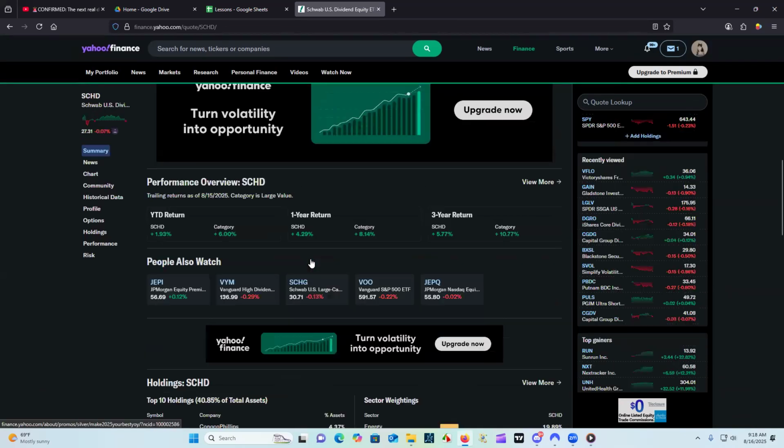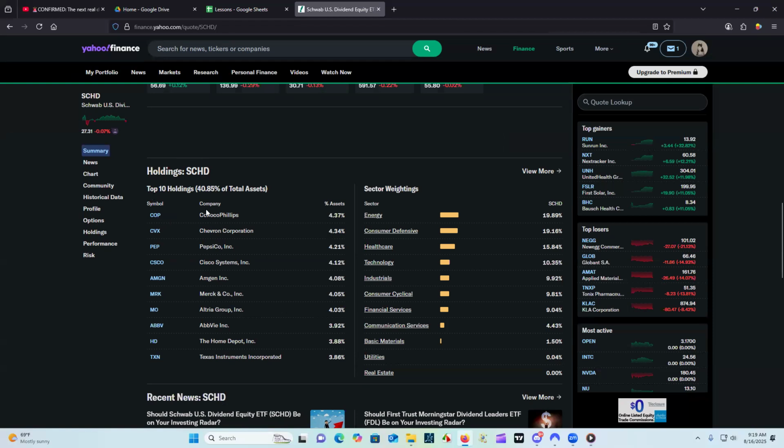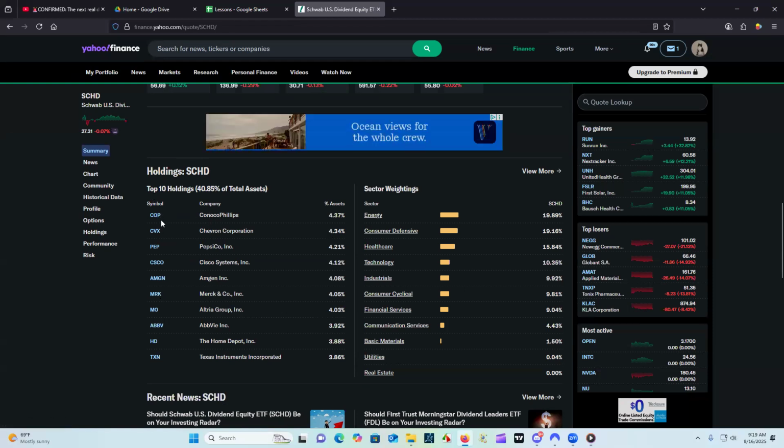And I want to show, if you go down here to the holdings, it tells you the companies that it's investing in. So these are the top 10. I think they hold around 100 different companies, but these are the top 10 companies that SCHD invests in. It's like 40% of the portfolio. And these are good companies, you know, ConocoPhillips, Chevron, Pepsi. These are large companies in the U.S. that have been around for a very, very long time, and these will continue to do well into the future.